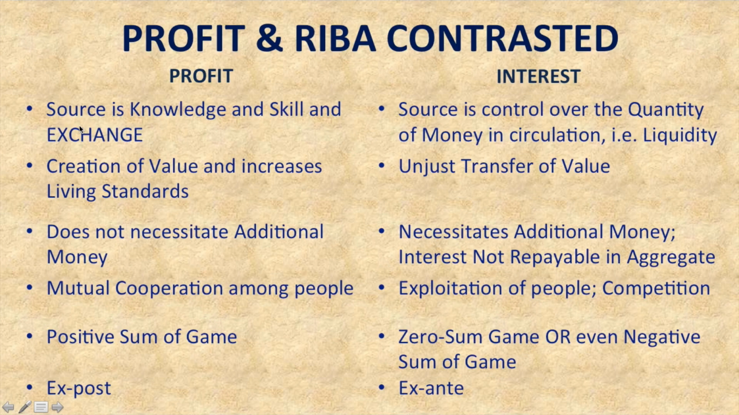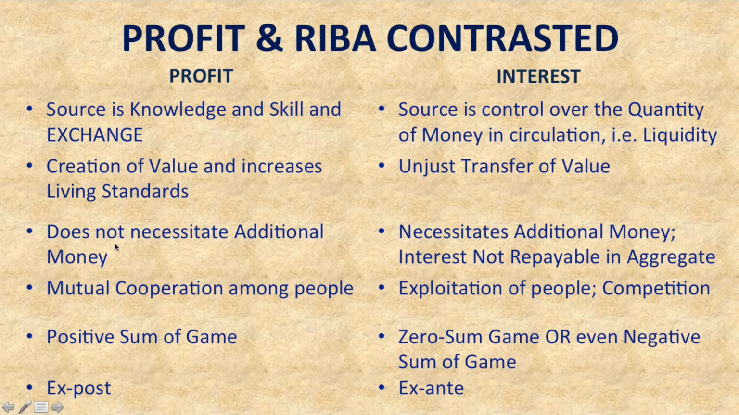Firstly, the source of profit is knowledge and skill and exchange, whereas the source of interest or riba is the control over the quantity of money in circulation. Basically, it is the manipulation of liquidity in the market. Secondly, profit brings about the creation of value and increases living standards, whereas interest is an unjust transfer of value because it is created through manipulating the liquidity in the market.